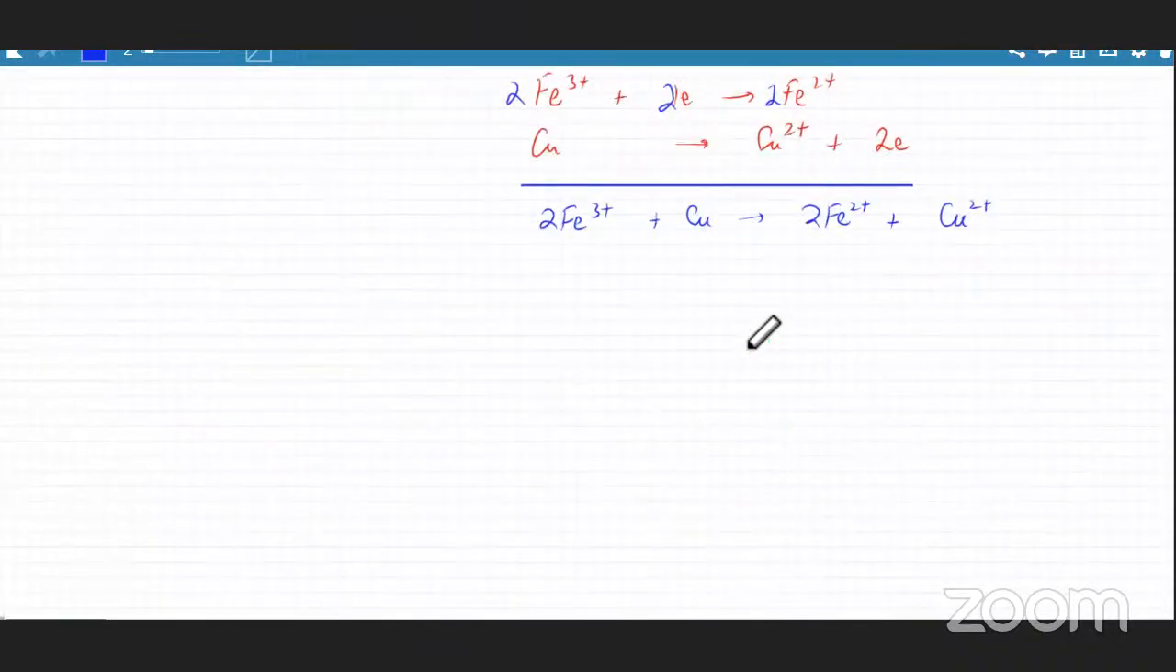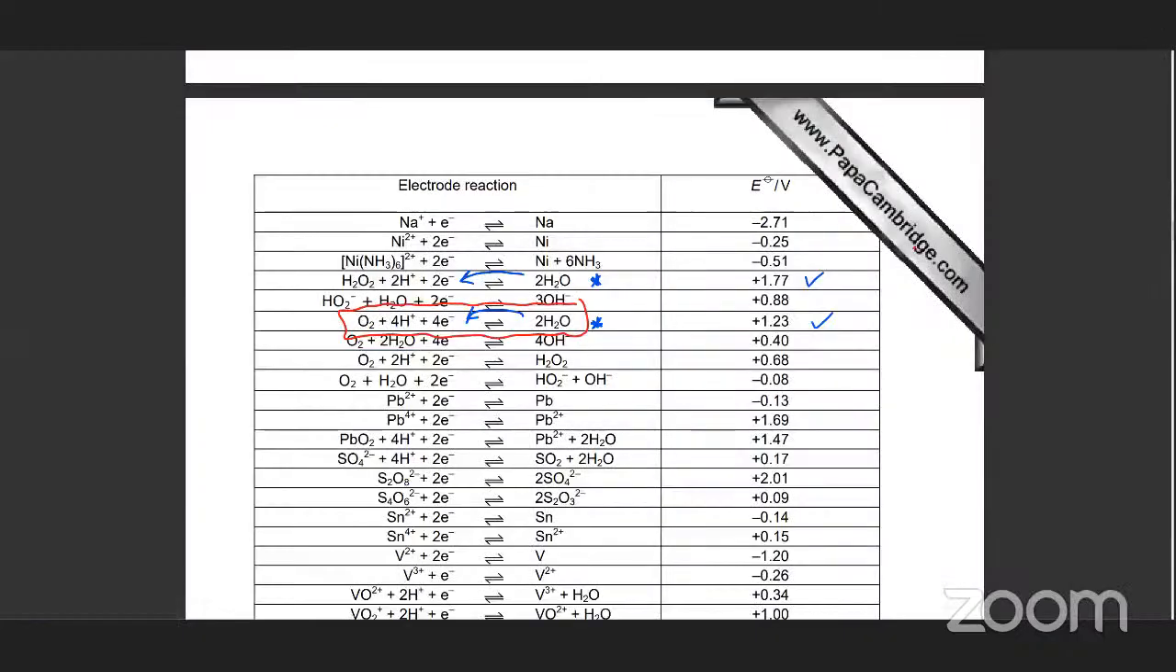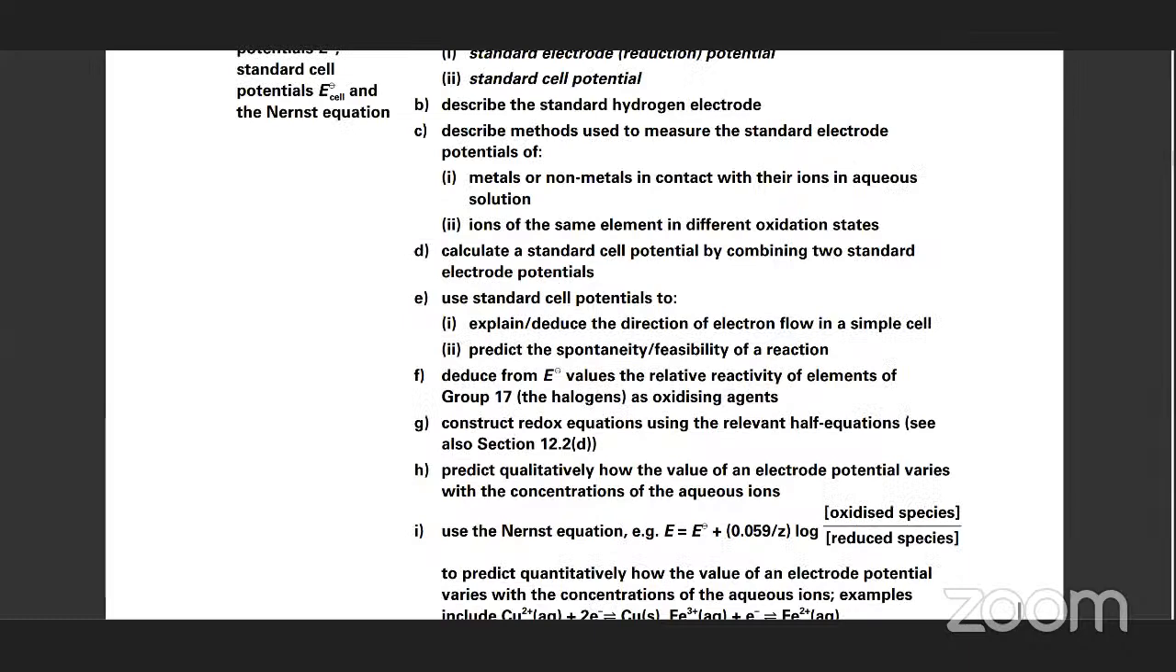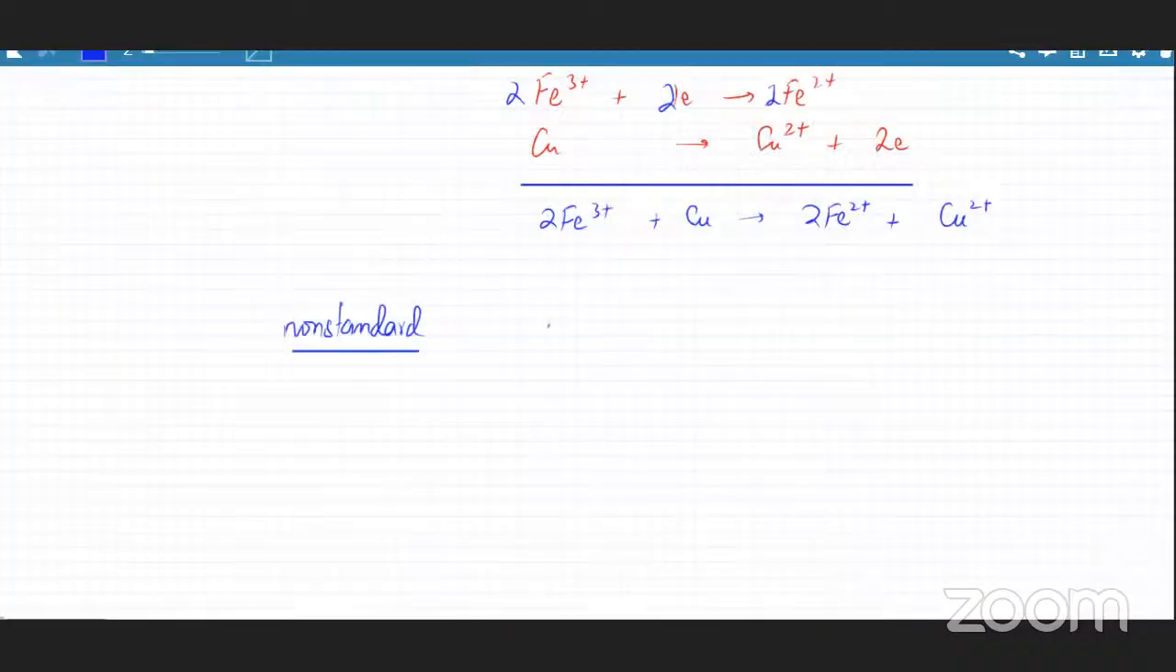Non-standard, ठीक है, for non-standard conditions, you'll have the Nernst equation, which was given over here. कहाँ पे? यहाँ पे लिखी हुई थी. E naught plus 0.059 over z log of oxidized species over reduced species. So let me write that. It's E is equal to E naught.